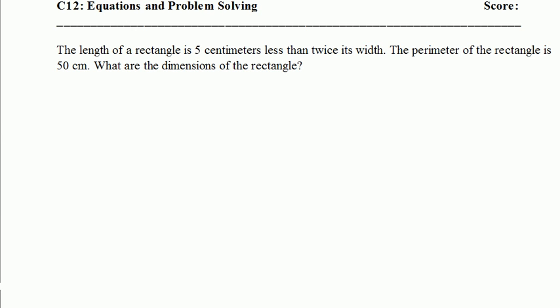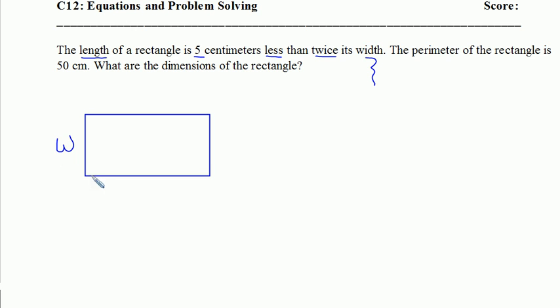So the first thing we probably need to do here is just start with a diagram, and the diagram should be a rectangle. So let's create a rectangle here, and then we'll go ahead and label what we can. It says the length of a rectangle is 5 centimeters less than twice its width. It told me a lot about the length compared to the width, but it told me nothing about the width. So I'm going to label the width of this rectangle W. I need to pick a variable for it because I know nothing about it.